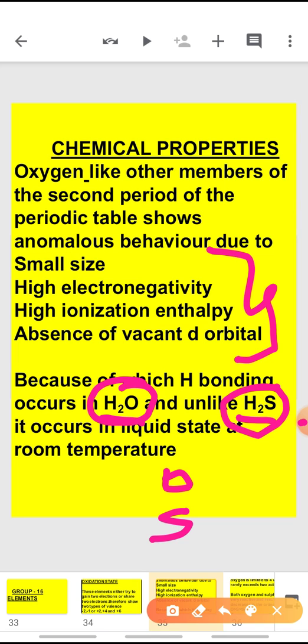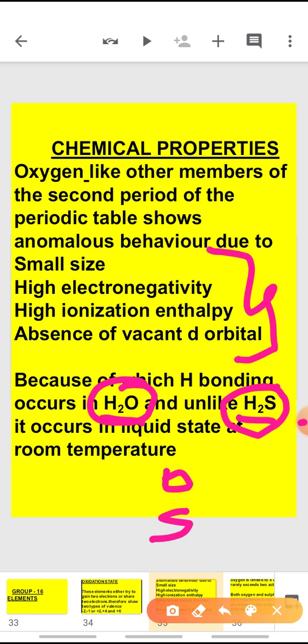Now why is H2S a gas while H2O is a liquid? It is because of the presence of hydrogen bond in the water molecule. Now why does hydrogen bonding take place in the water molecule? You all know the conditions for hydrogen bond to take place, that is small size and high electronegativity. Now sulfur does not have so small a size and does not have high electronegativity, so hydrogen bonding cannot take place in the case of sulfur, whereas it can take place in the case of oxygen.